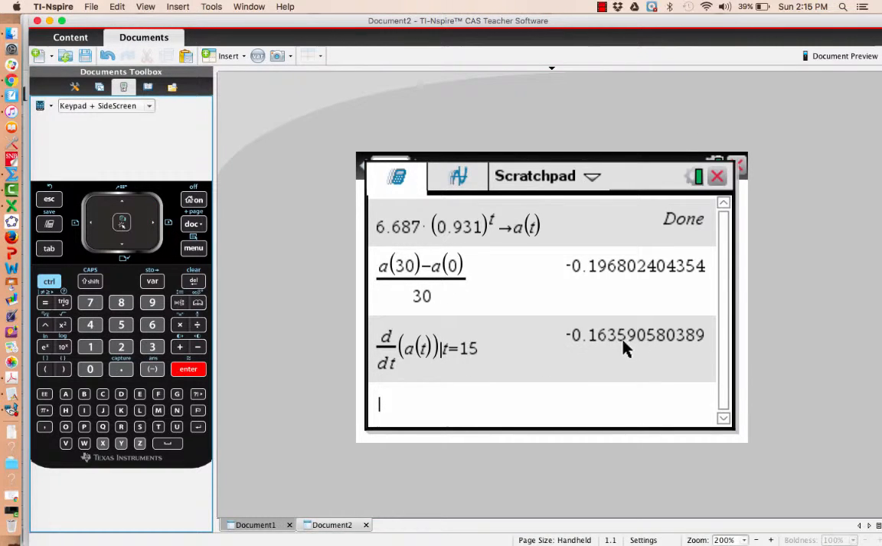and we have our answer really quick. So we have negative 0.163. Again, it's going to be pounds per day, units for A divided by units for t. And this would be the instantaneous rate of change of grass decomposition at time equals 15 days.